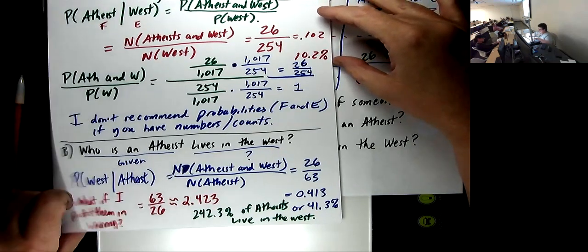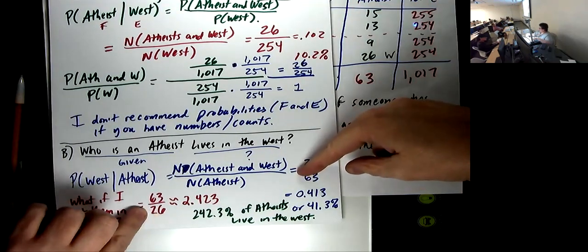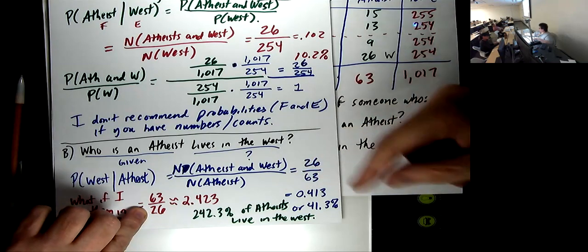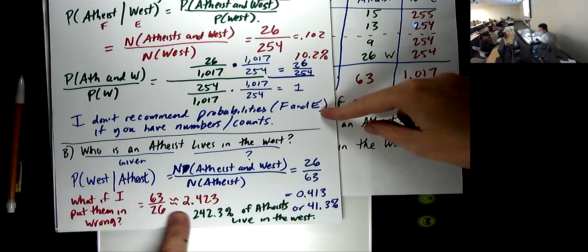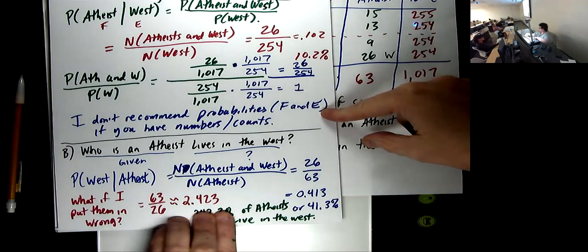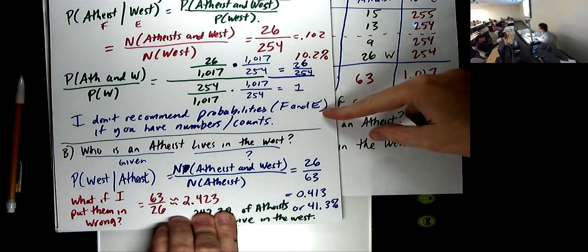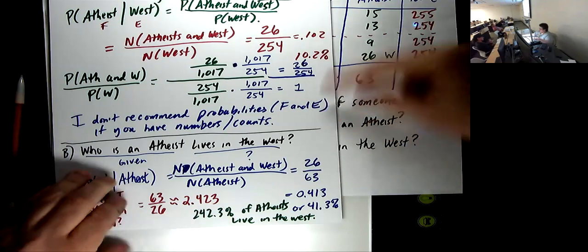All right, so that's what happens if you mess up. If you put it in the calculator wrong or you write it upside down, if you get a probability that, before you convert to a percentage, is above 1, you messed up. You flipped it upside down more than likely.